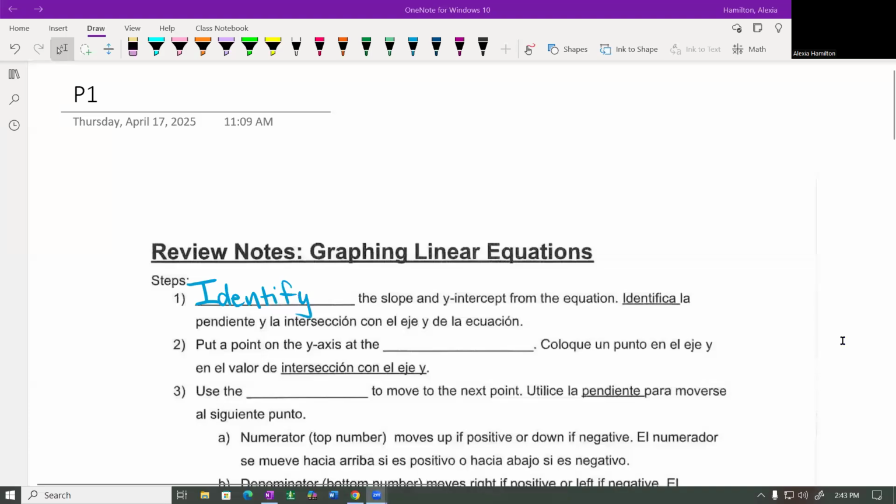All right, let's move all of this stuff off the wall. So our first step is going to be to identify the slope and the y-intercept of the equation. And I'm going to color code my notes. So I'm going to highlight just the word slope in pink and y-intercept in blue.